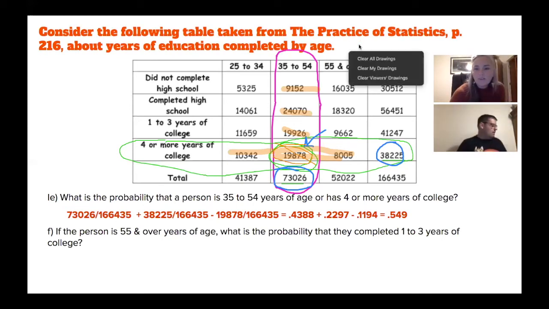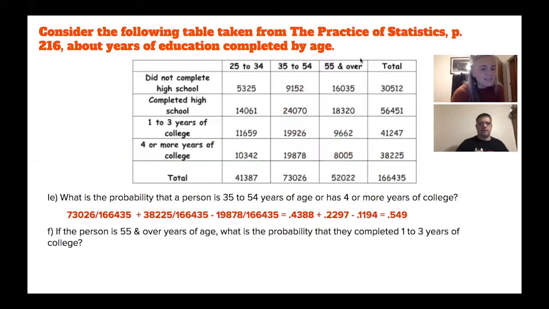Okay, let me clear off all of our mess here. It says if the person is 55 and over years of age, what is the probability that they completed 1 to 3 years of college? So this is a given problem, a conditional problem, which is what I was thinking of earlier. So now we know they are 55 or over, so we're only going to consider these ones that I'm doing in pink because that's my color.